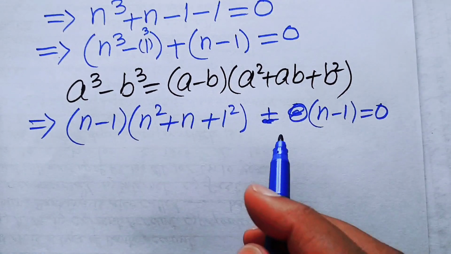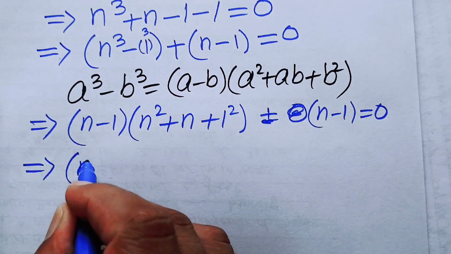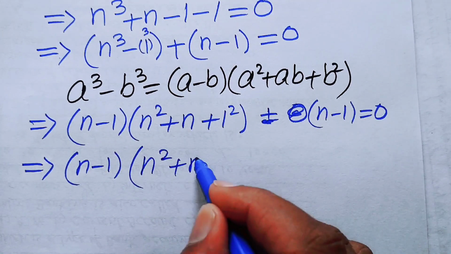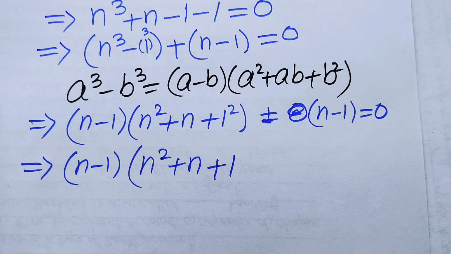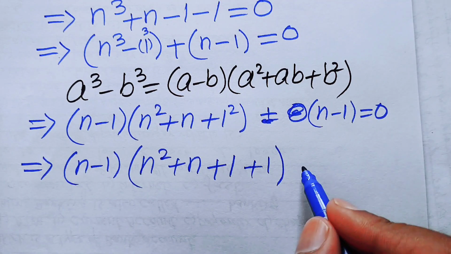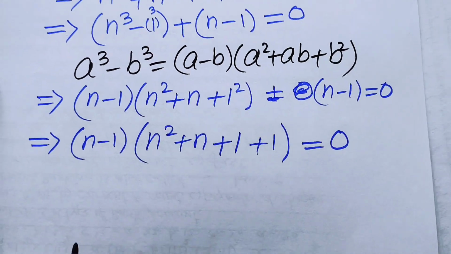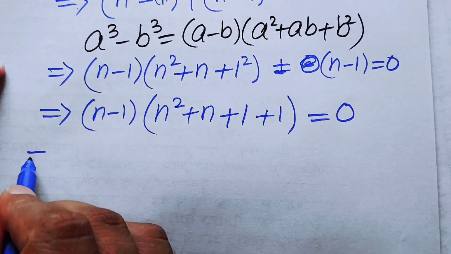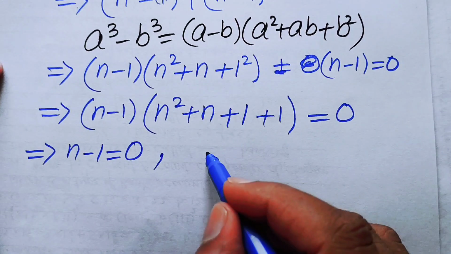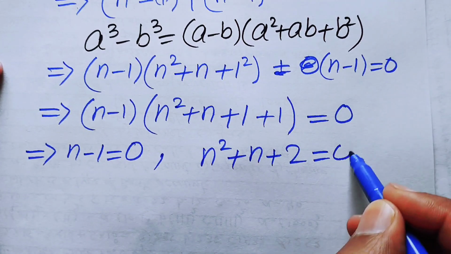And now you can focus on both of the terms, and you see that here we have n minus 1 as the common term, so we will take n minus 1 common, and you get n squared plus n plus 1 squared, which is equal to 1, and here we take common n minus 1, and here you get only plus 1, and this whole equation is equal to 0. So here we have two cases. The first case is we take n minus 1 is equal to 0, and the other case is we take n squared plus n plus 2 is equal to 0.